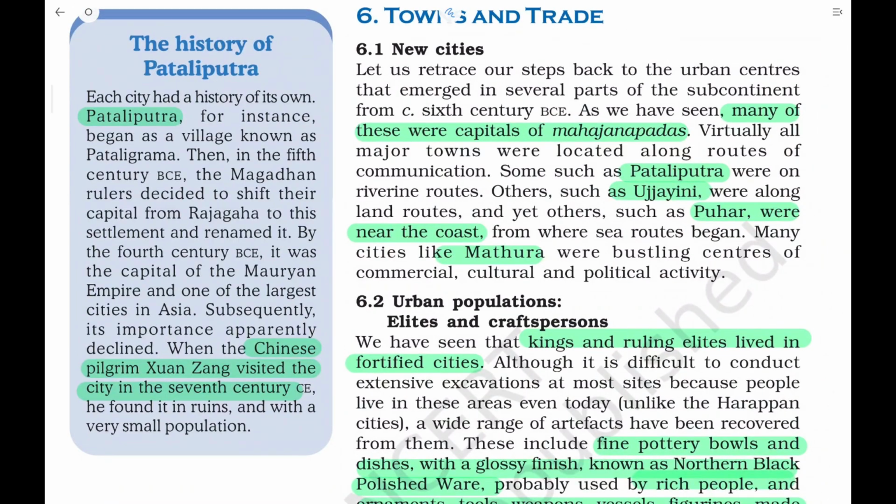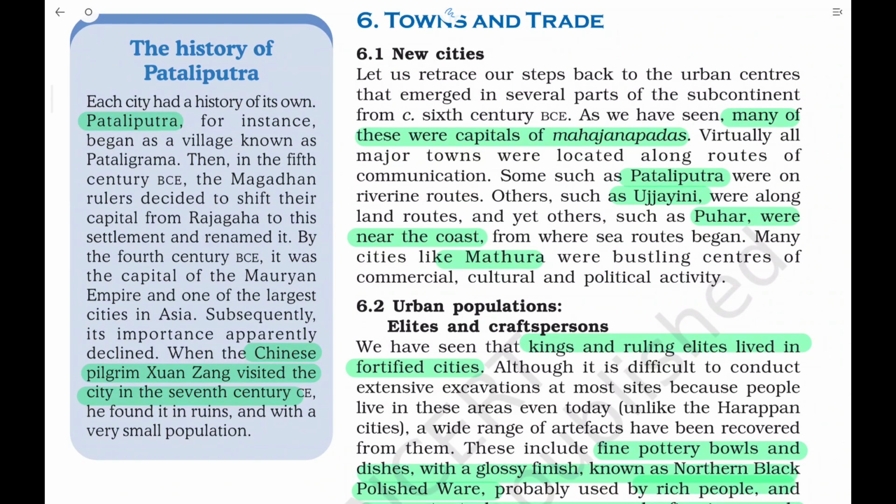Now we come to towns and trade. The history of Pataliputra: it was the second capital of the Magadha kingdom, and the first ruler to place the capital at Pataliputra was Udayin. Pataliputra was also the capital of the king Ashoka.